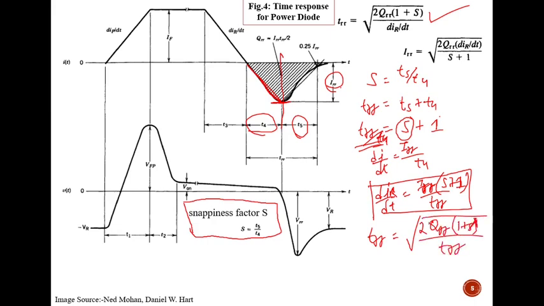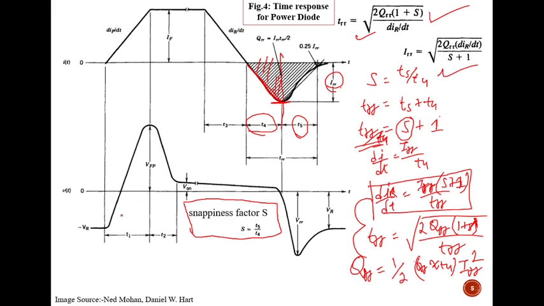Here one more important point. What is the QRR here? QRR is nothing but the area involved, because current and time area is called the charge. So it is half the area with T4. Basically this should be TRR, but T5 is usually less, so T5 is taken equal to T4. And what is the current?